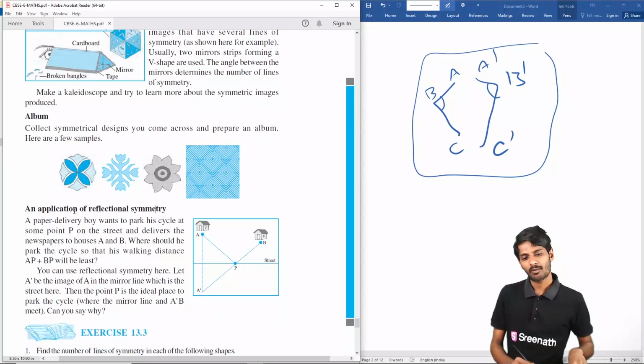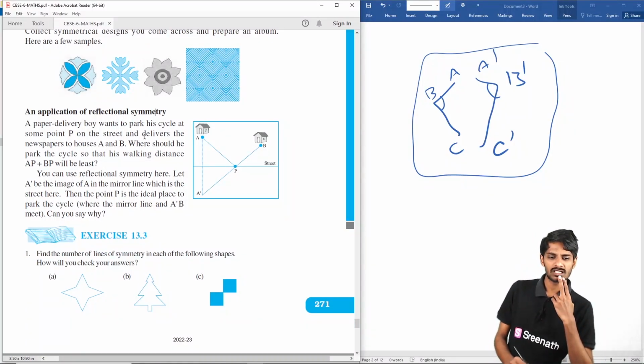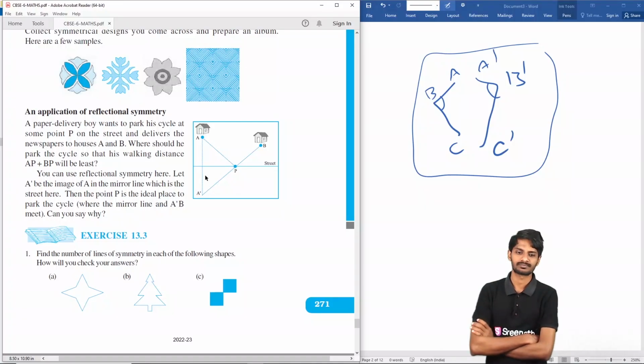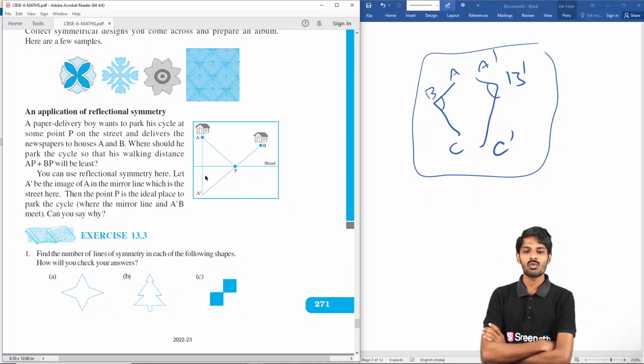Okay, next thing is an application of reflection symmetry. Suppose there is a paper boy. He has to go to two houses to deliver the paper. One is A and another is B. For that purpose, where does he have to park his vehicle, so that the distance he travels from that point to house A and from that point to house B is equal, or the least distance? For the least distance he has to park at the point P.